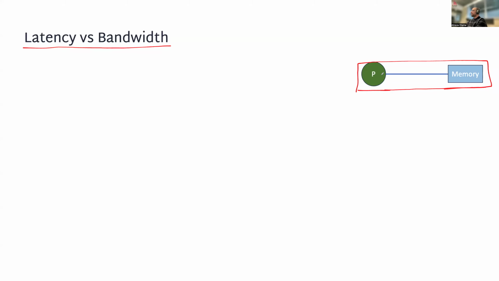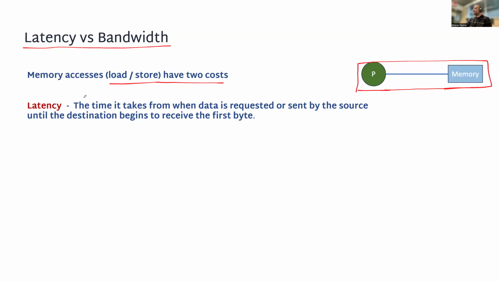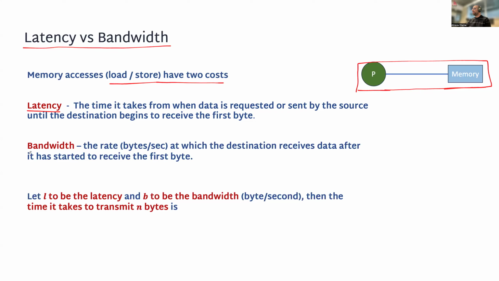So basically, you know that the CPU or processor needs some data from memory, so it requests data from memory, and then it wants to write some data into the memory. So you have memory access. In this case, you have a load and a store, right? But when it comes to memory access, you usually have two costs. The first one is latency, and the second one is bandwidth.